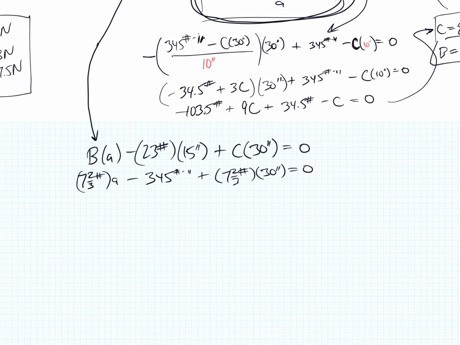All right? Okay, so we just solve for A. So 7 2/3. I don't know how this calculator does 7 2/3. Here we go.